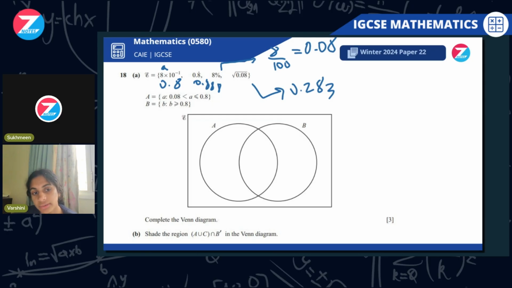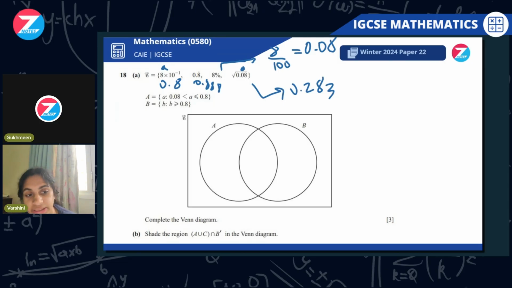0.88888. This one does not belong to A because it has to be smaller than or equal to 0.8, and this one is getting bigger than 0.8. And lastly, this one, 0.283, does belong because it's between this number and this number, so this belongs to A.